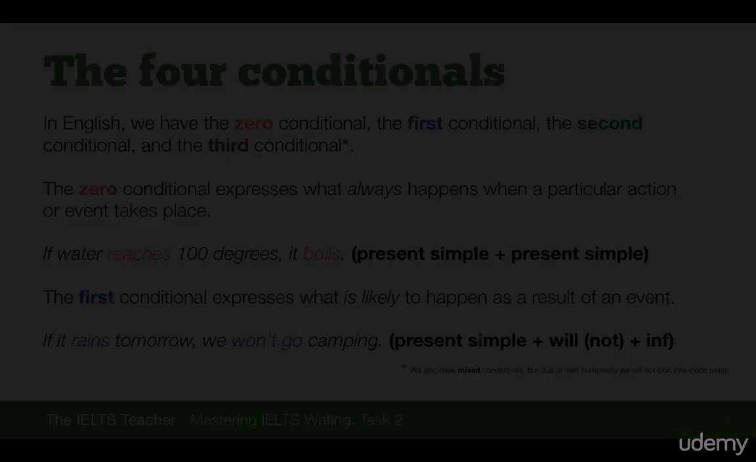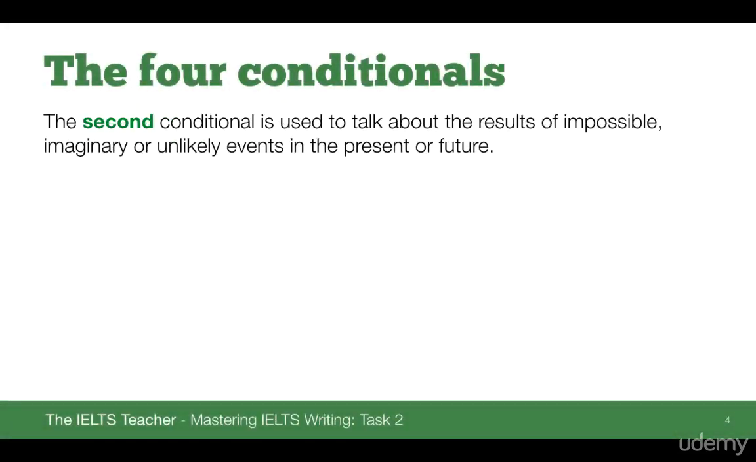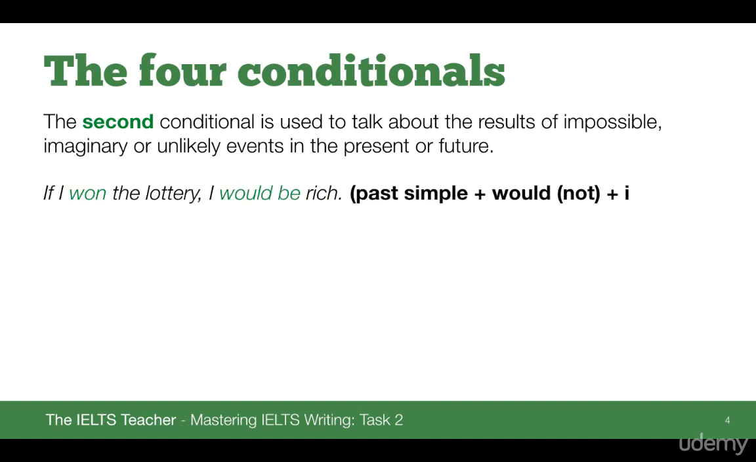Let's have a look at the second conditional. This is used to talk about the results of impossible, imaginary or unlikely events in the present or future. So an example here, if I won the lottery, I would be rich. It's not very likely that I'm going to win the lottery. So here we are using the past simple plus would or would not plus the infinitive. If I won the lottery, I would be rich.